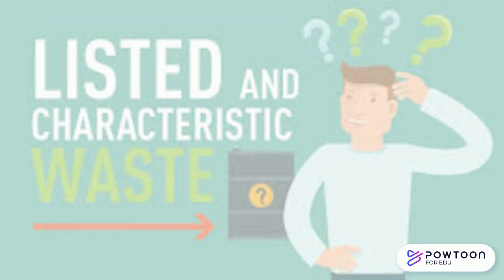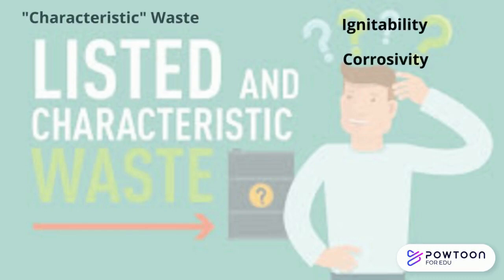The second bin is a waste that meets at least one of the following characteristics: ignitability, corrosivity, reactivity, or toxicity. The law defines each of these. For example, ignitable is defined as having a flash point below 140 degrees Fahrenheit.